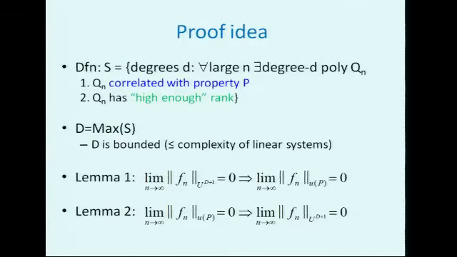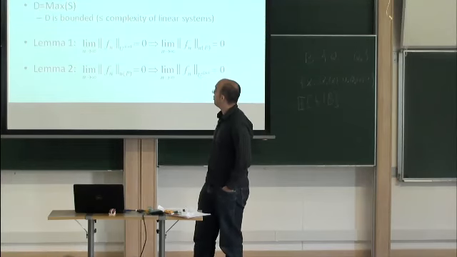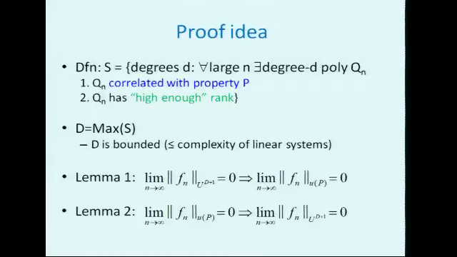So now let me get back to the proof once I have put the definitions in place. So again, that's what we want to show. Let me just recall what we had. We had this set S of all degrees such that you can find polynomials of that specific degree of high rank, but still have correlation with the property. Capital D was the maximal value in this set. So this set, again, might not be of consecutive numbers, but it takes a maximal number. And there is a maximal number because there is some complexity to linear systems. And then there are two lemmas that we want to show.